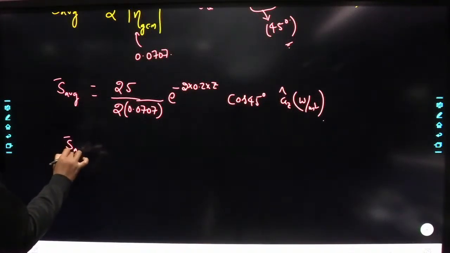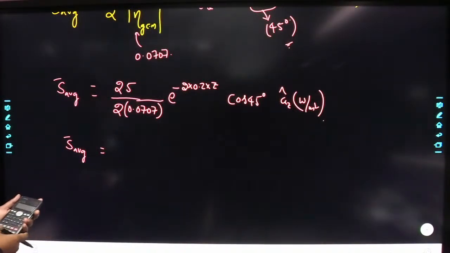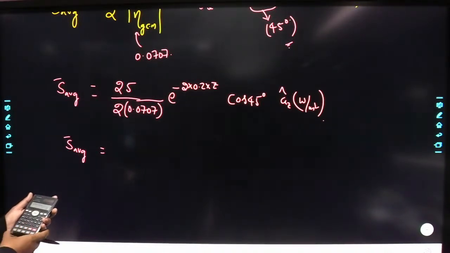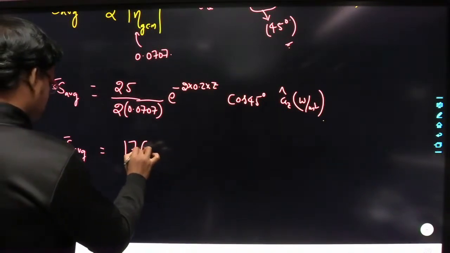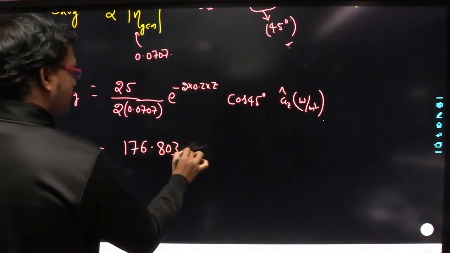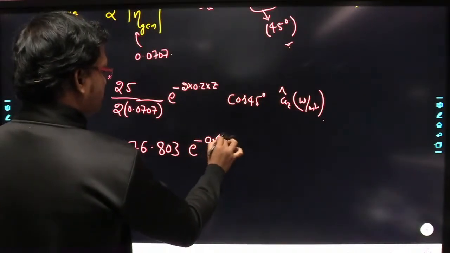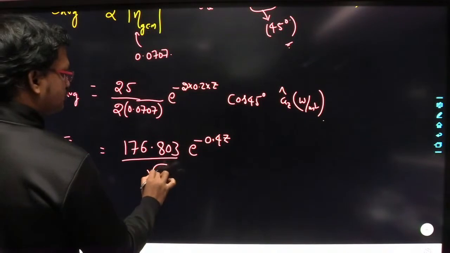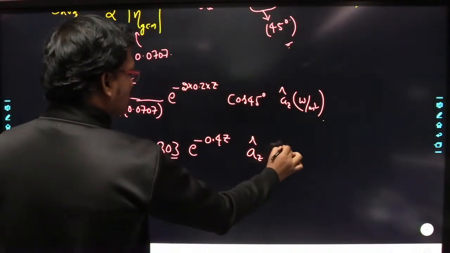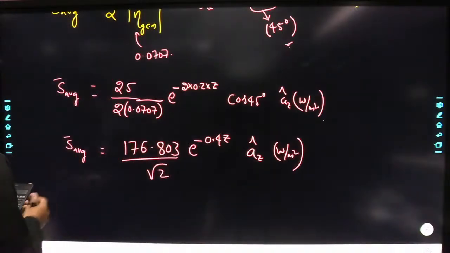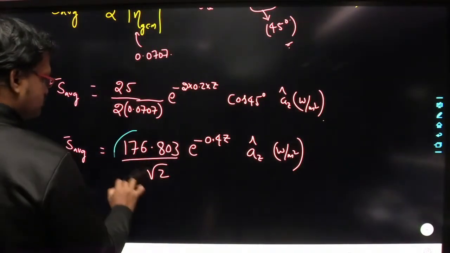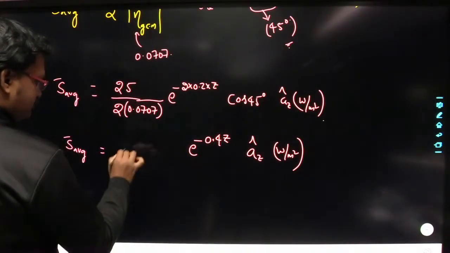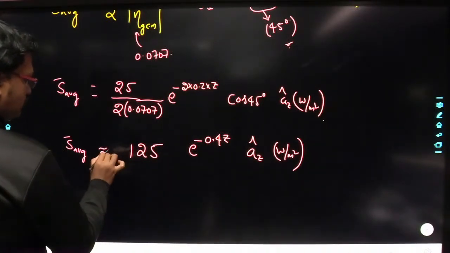Okay, so if you want, you can simplify this further. So what you are going to get? 25 divided by 2 into 0.0707 is 176.803 into e power minus 0.4 z. So cos 45 is root 2. Okay, so AZ cap watt per meter square. So you can simplify this value further here. So divided by root 2, you will get approximately 125 here.